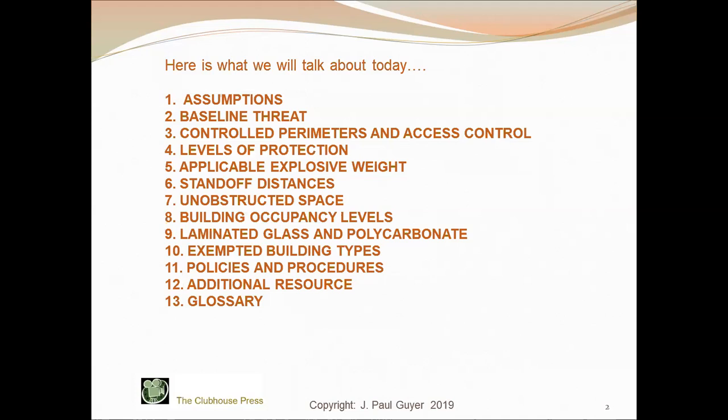So here is what I'll be talking about, the chapters in the book: the basic assumptions of what the threat consists of, the controlled perimeters and access control. This is an important consideration. By controlled perimeter, you can visualize a group of buildings with a fence around them. That's a controlled perimeter. So people cannot get into the buildings without going through an entry point where their automobiles or their hand luggage or whatever can be inspected.